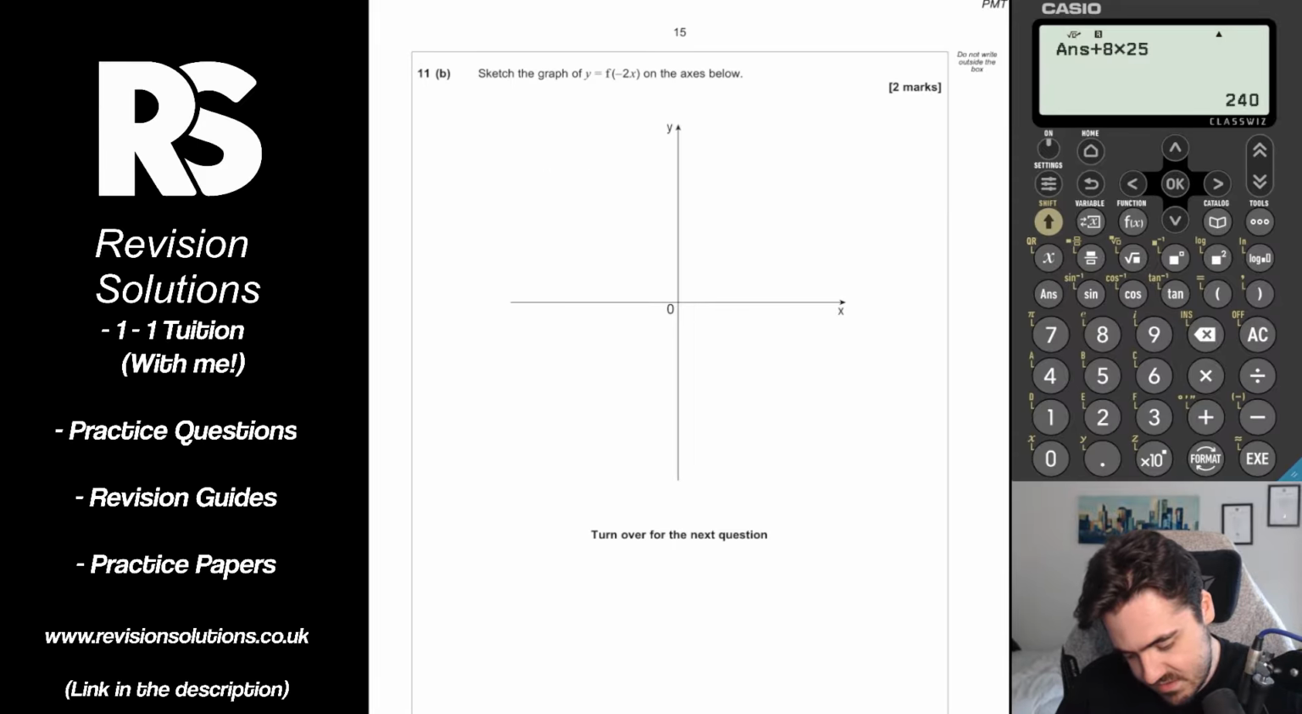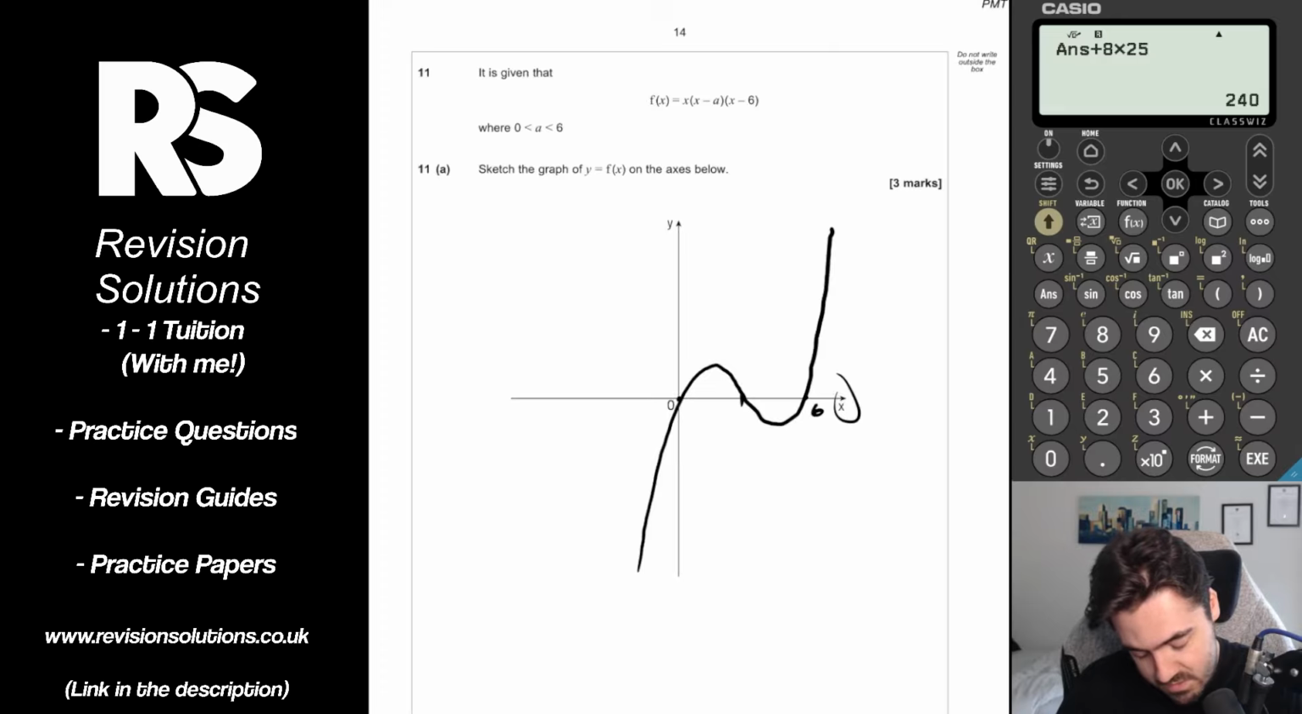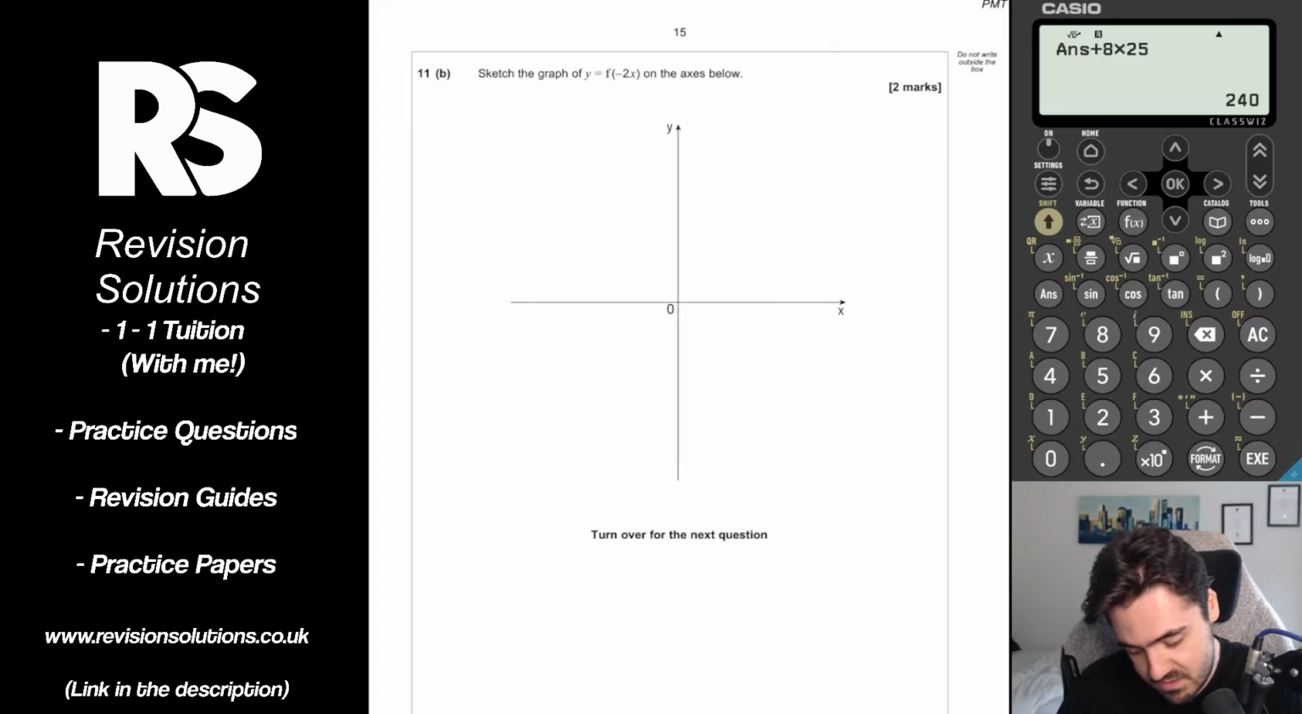Then part B says, can we sketch the graph of f of minus 2x on the axes below? So minus 2x takes any xy point, and it's going to multiply the x by minus a half, or divide by minus 2 if you want to think of it like that.